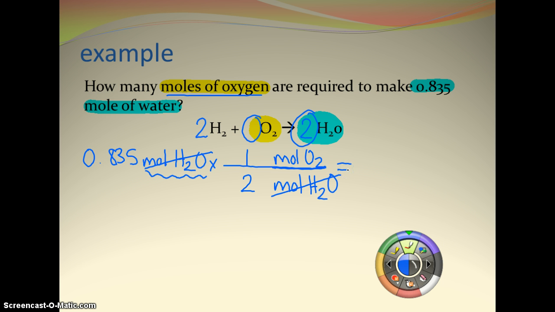We can now solve. So 0.835 divided by 2. How many sig figs do we need? 3. 1, 2, 3. So our answer is going to be reported as 0.418 mole.